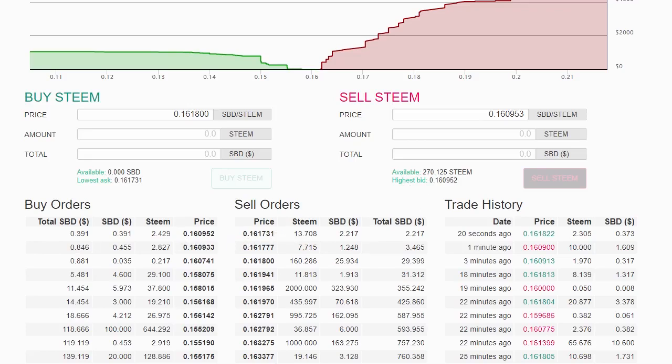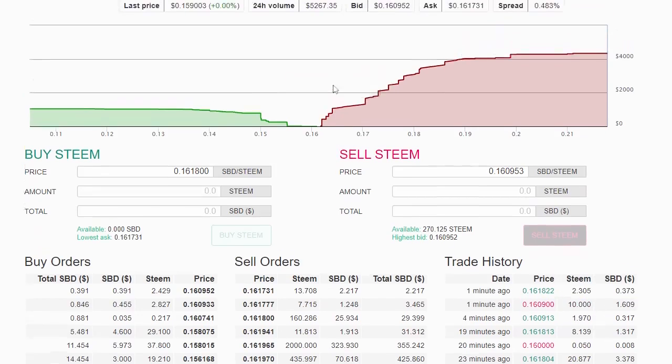This part shows the buy orders, that means people who are requesting to purchase Steem, and this part shows the sell orders, that means orders by people who are willing to sell their Steem. And this part shows the trade history, which shows the recent trades that happened. You can see one minute ago there was a trade of 10 Steem with SBD. It was a selling one, for this rate. So you can find that information here. It's very simple to use this exchange.